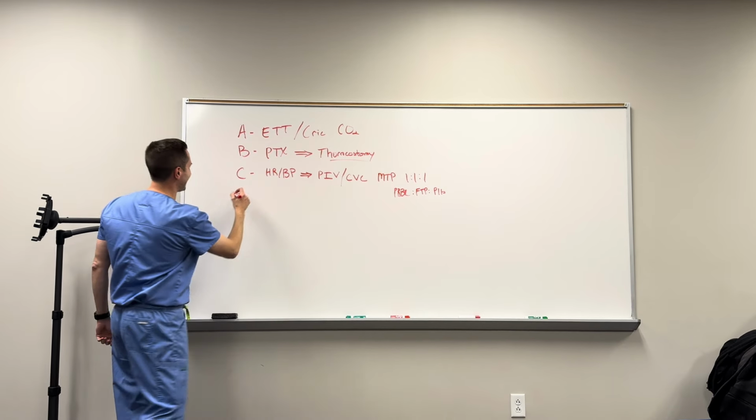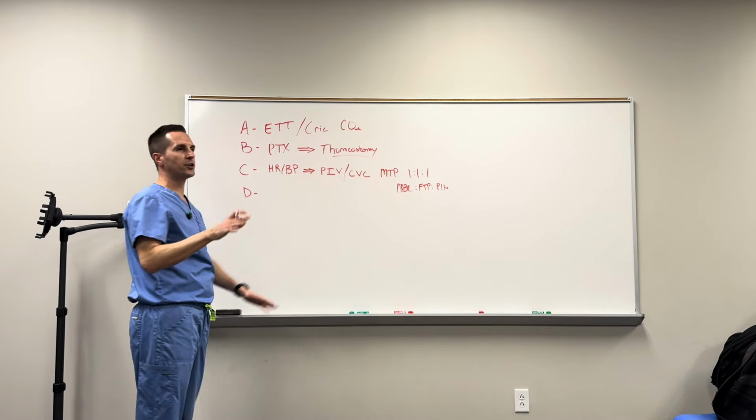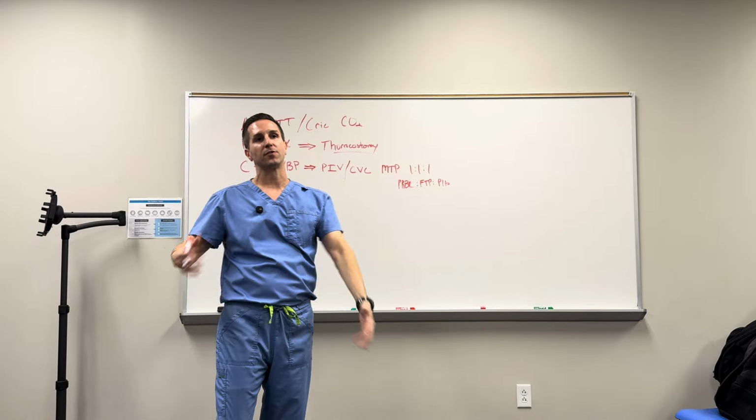Excellent. All right, D is disability. What is the quick and dirty way to assess for a brain injury? And then what is the quick and dirty way to assess for a spinal cord injury?